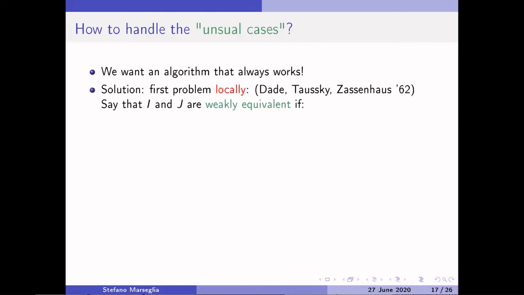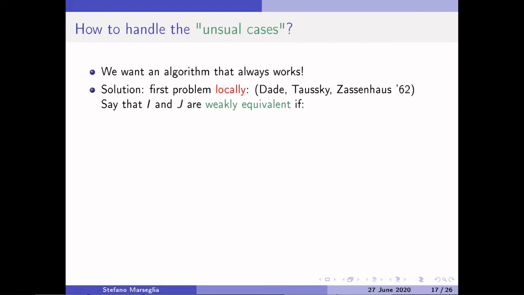So the way to solve this problem, as usual when you do number theory, is to first look at it locally. So we want to study local isomorphism classes first. This was started, and probably also finished, by Dade, Taussky, and Zassenhaus in this paper that was published in 1962. Amazing paper, very nice to read.